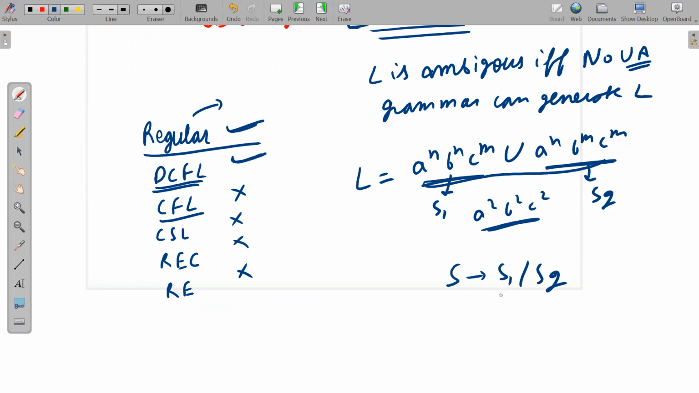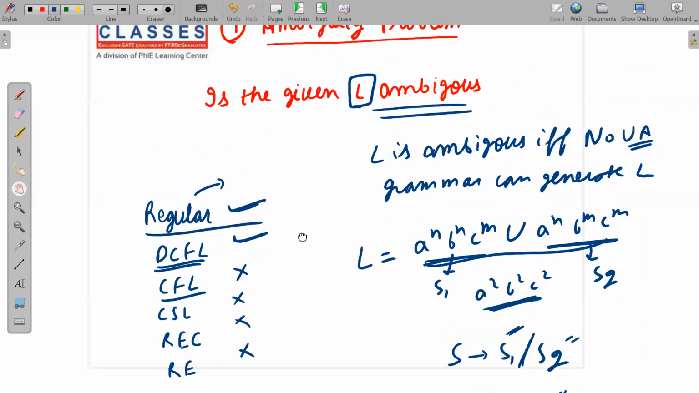This will be for the union. For union, I will say S goes to S1 or S2. So S1 will generate this language, S2 will generate this language, and S goes to S1, S2. So for this string, S1 obviously will generate this and S2 will generate this. So obviously it will be ambiguous language. Okay. I hope I have made the point clear.